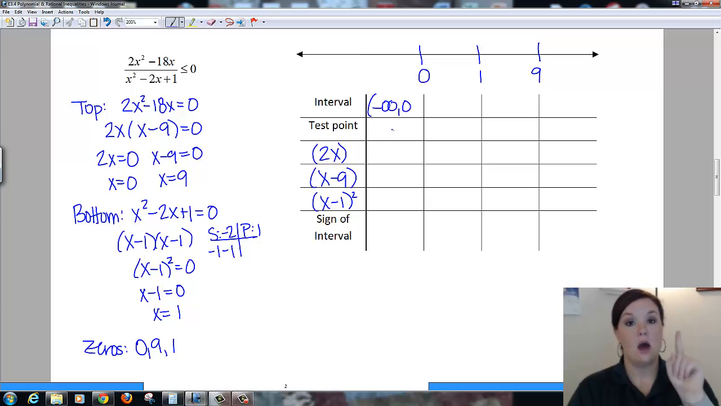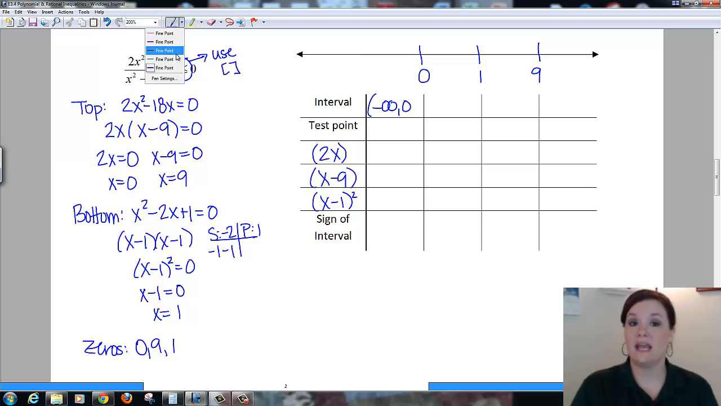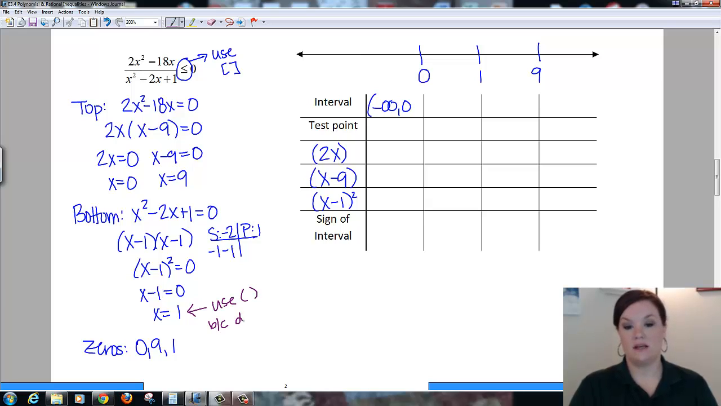Now, let's think about this. My 0 came from the top. So I look at my symbol. Whenever I see this symbol, that tells me that I'm going to use brackets. But I can't use brackets on zeros that came from the denominator. So for this 0, x equals 1, I'm going to use parentheses because the denominator cannot equal 0. Remember, we always exclude the zeros from the denominator. So when I'm writing these out, I want to make sure I have them labeled right. So 0 came from the top. It's okay to have zeros on top, so I'm going to include that 0 with a bracket.